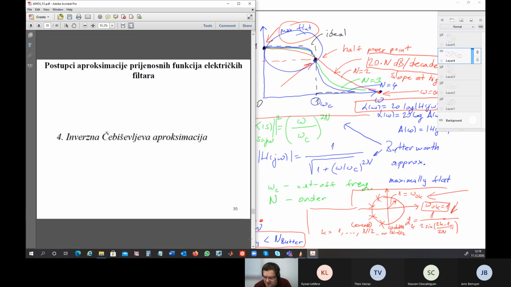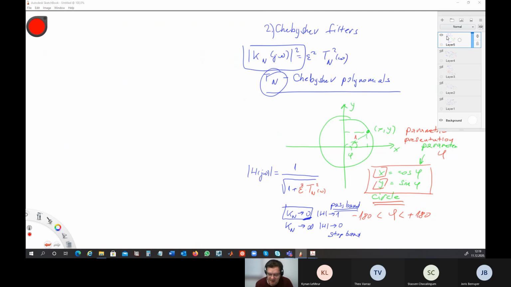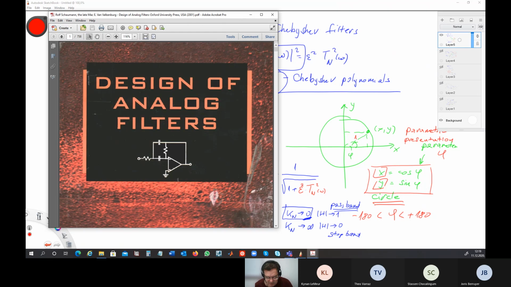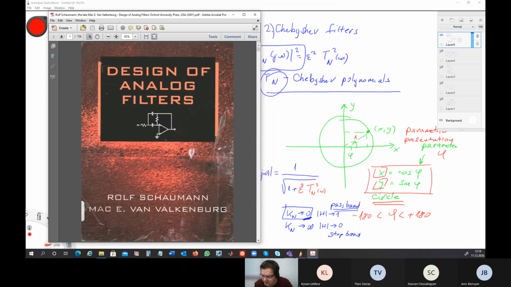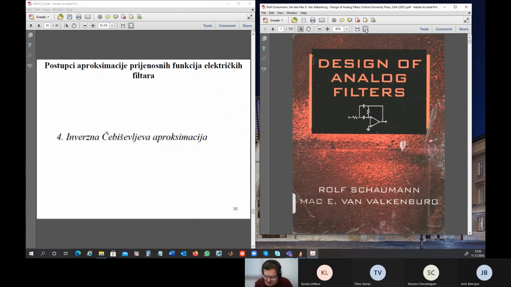There are many books and literature which you can use to learn about these filters. I will show you one of the books very quickly, but I don't know if it is good for you because it's in my language. Maybe it's better to show you some English book. This is one of very good books. Schaumann, Valkenburg. You have PDF of this book on our website. Let me see what there is inside the book.